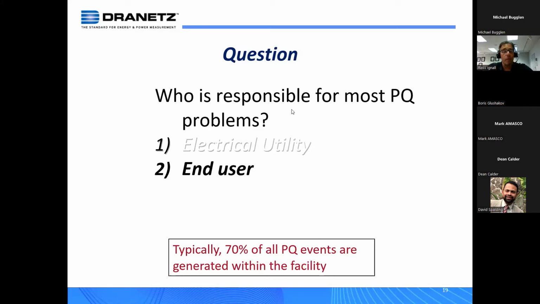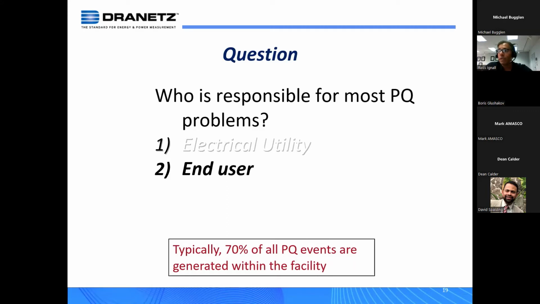Who's responsible for most PQ problems? Well, typically it's the end user. So about 70% statistically of all PQ events are generated within the facility itself. So really what that means is that, of course, there can be issues on the utility system, 25, 30% of the time, according to the statistics that we had. I think a lot of those originated from EPRI at the time. However, end users most likely are the source of their own problems.